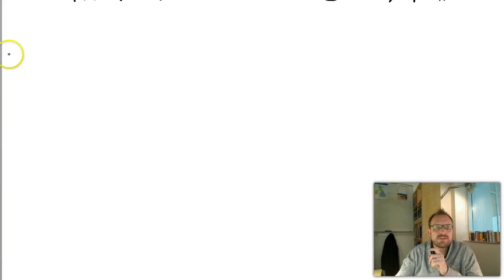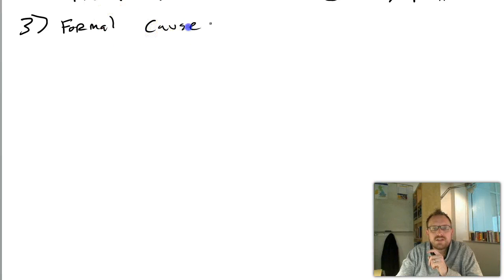So what's the third type of cause? The third cause here is the formal cause. And the formal cause refers to the form of the substance.